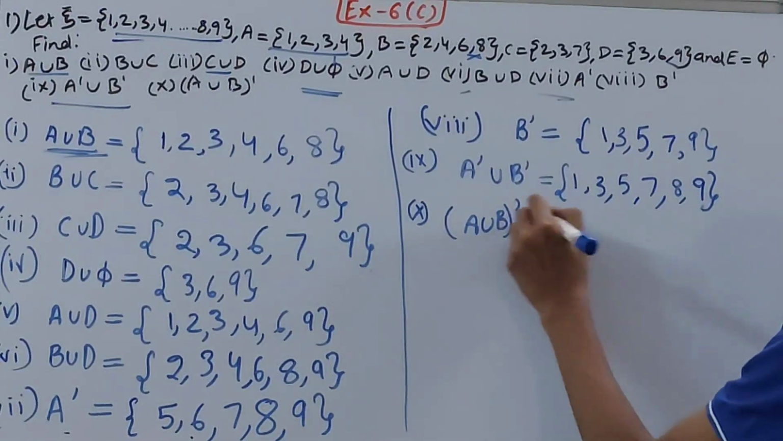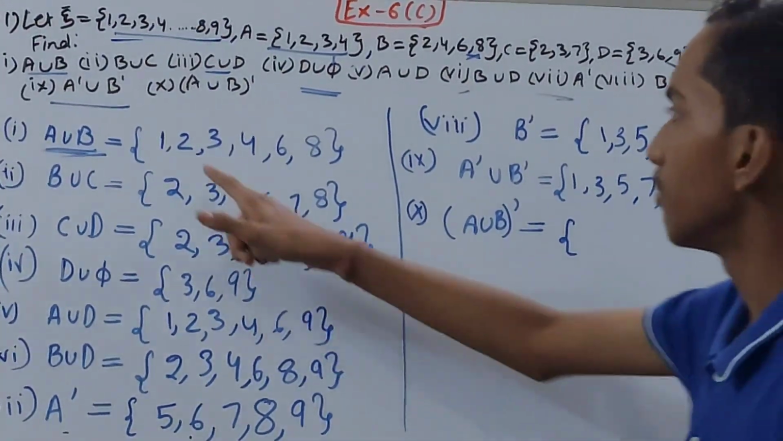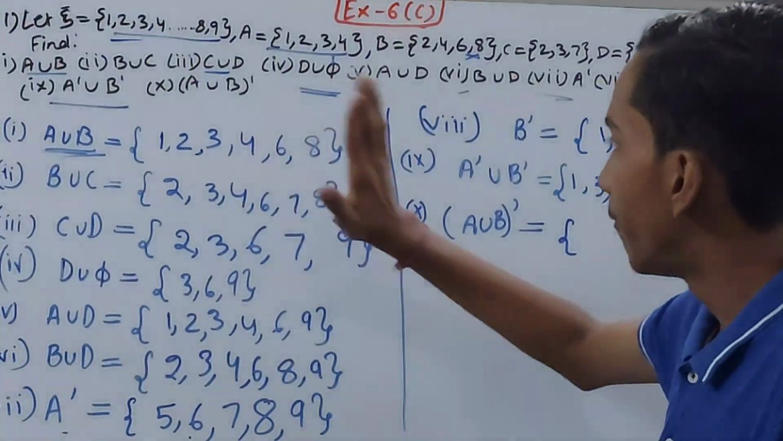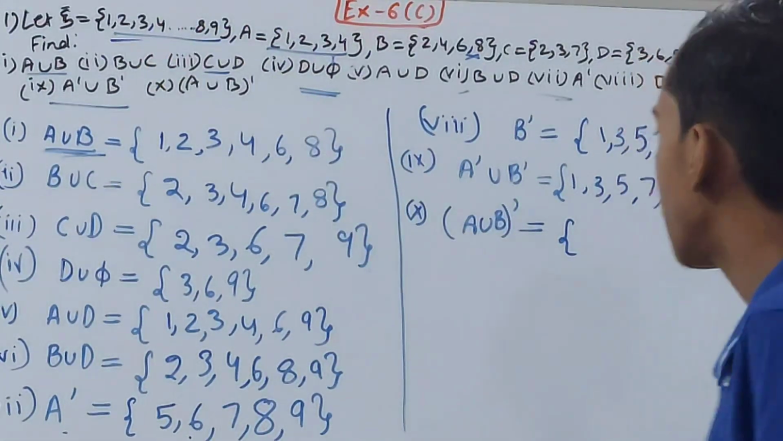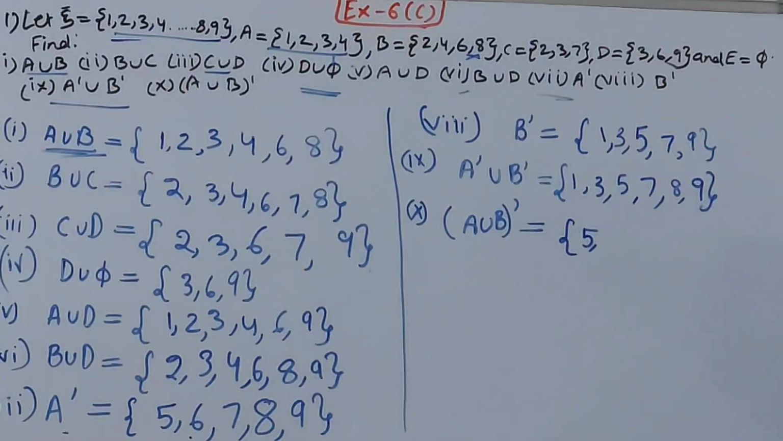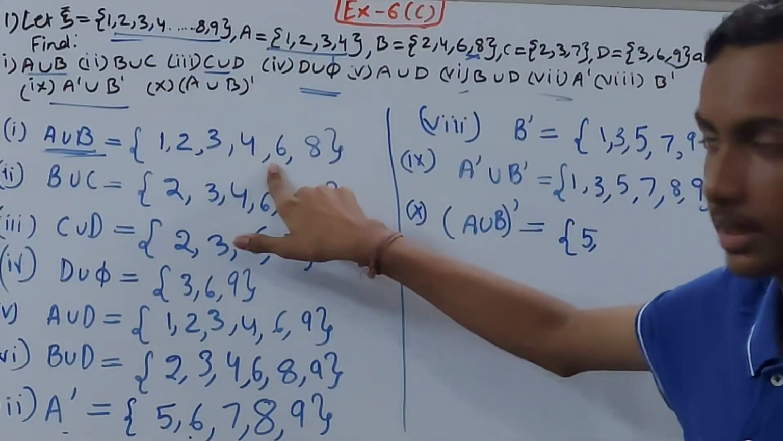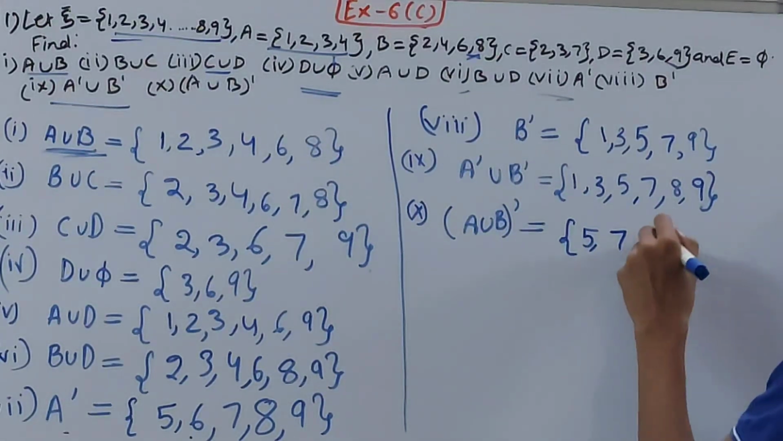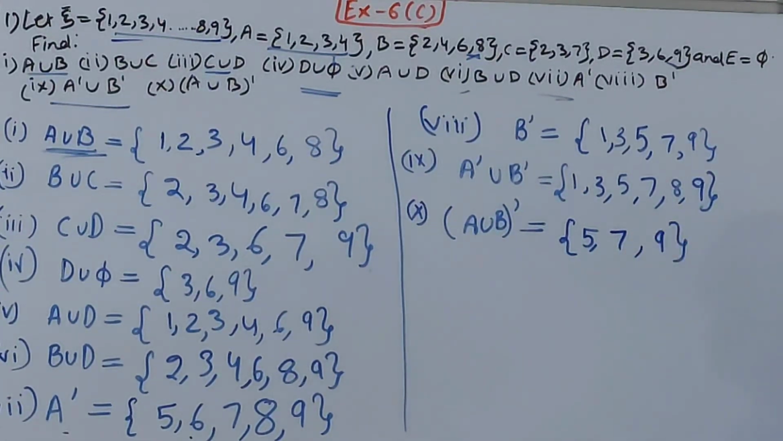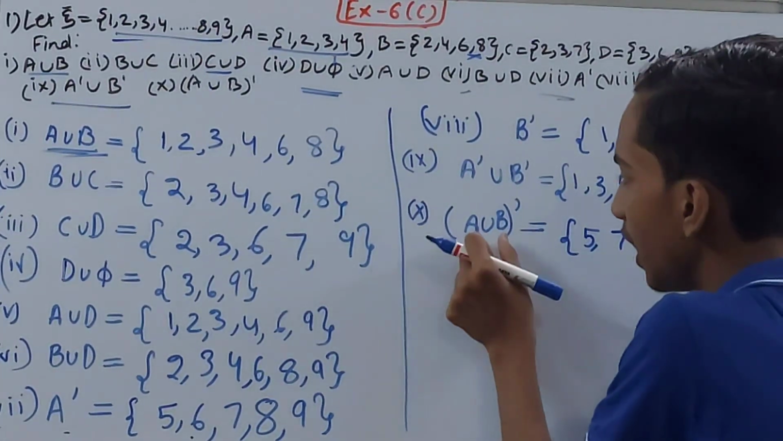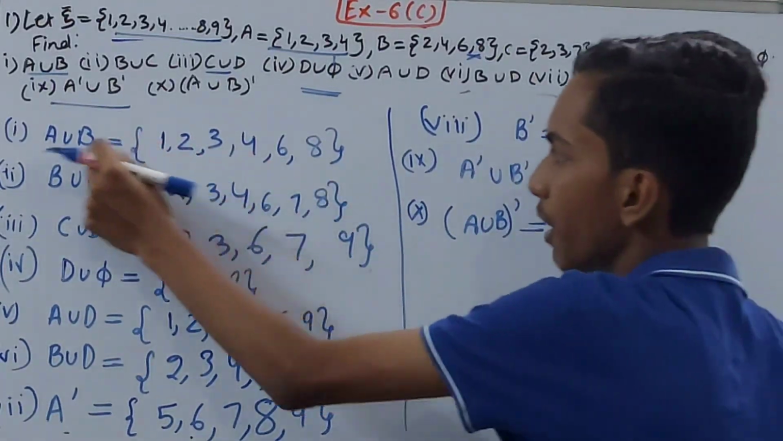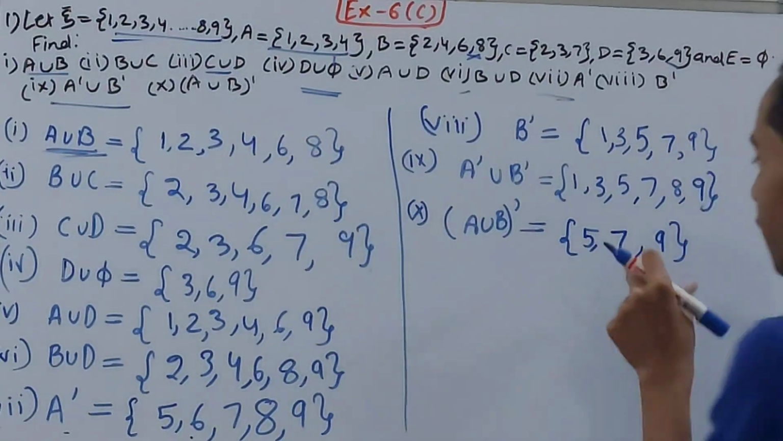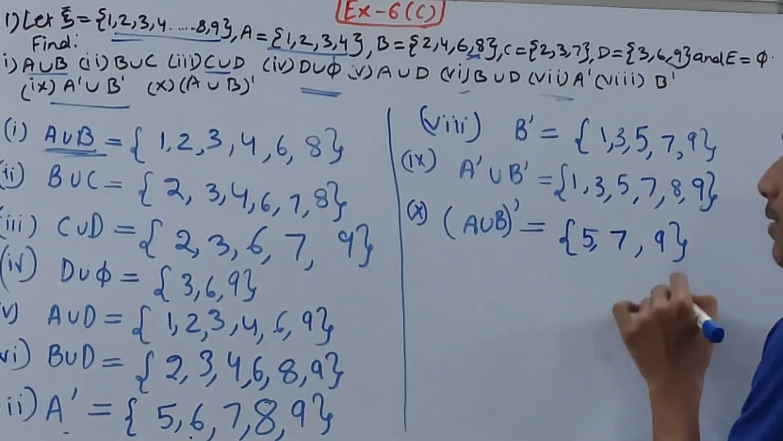Let's write down what values are not taken in A union B. 1, 2, 3, 4, no chance, they are already done. 5 is left out, so 5 will come here. 6 is in the set, so we can't write that. Same way 7 is left out, 8 is in the set, 9 is left out. 5, 7 and 9, that's it. You just have to take A union B as one set, which we have already done here, and then see the complement of this set, that is 5, 7 and 9. That is the final answer.